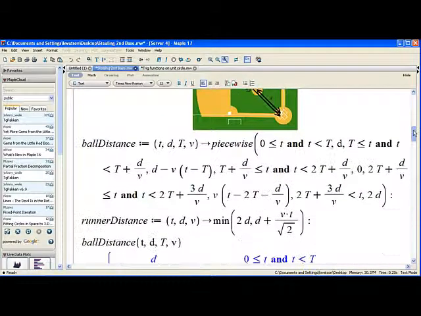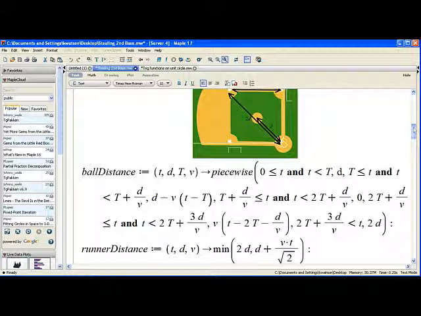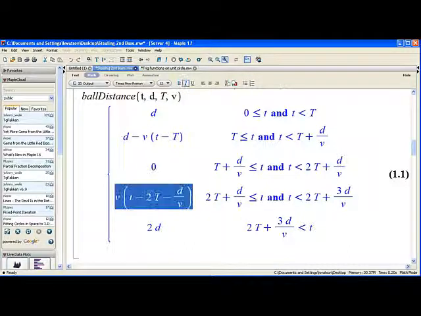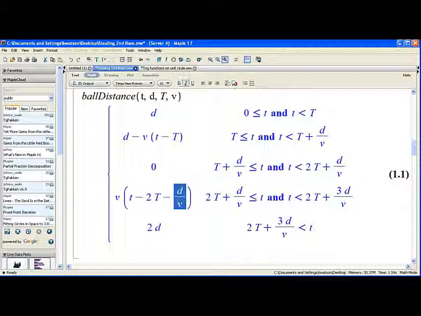What I've done here is created a piecewise function using Maple Mathematics that represents the distance of the ball from home plate at any time t. When I evaluate it, the function looks like this. While the pitcher still has the ball, the distance is d. After he's thrown the ball, the distance is d minus the velocity times the time that's elapsed since he released the ball. When the catcher has the ball, the distance of the ball from home plate is, of course, 0. And then, while the catcher is throwing the ball, this is the expression, where v is the speed that the catcher is throwing the ball at.